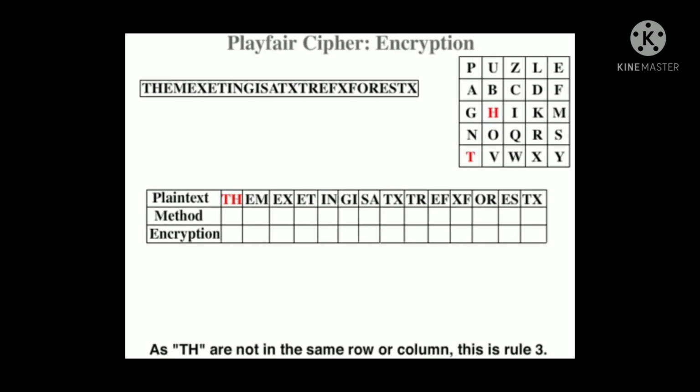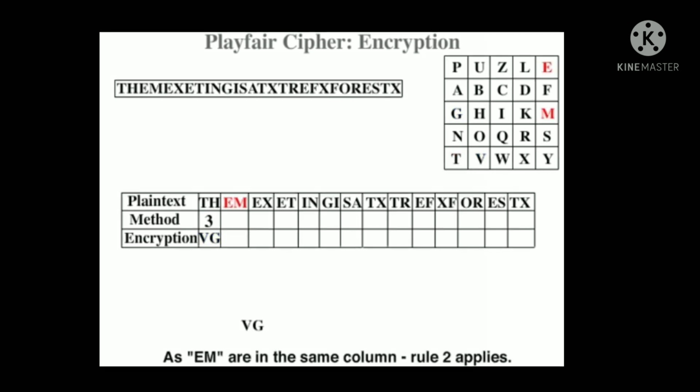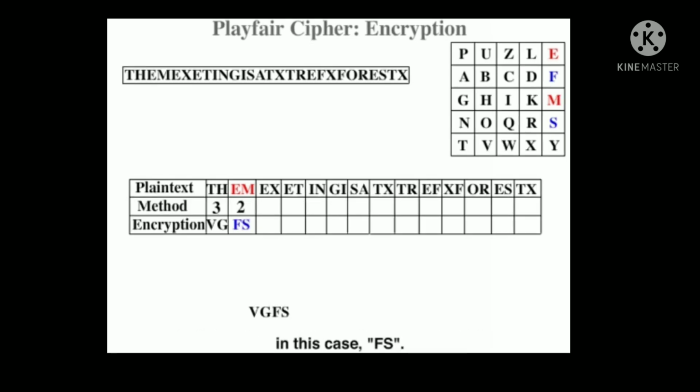As TH are not in the same row or column, this is rule 3. To create a rectangle, the letters V and G are needed. So V, G are the encrypted letters for TH. As EM are in the same column, rule 2 applies. The letters below EM are the encrypted letters. In this case, FS.